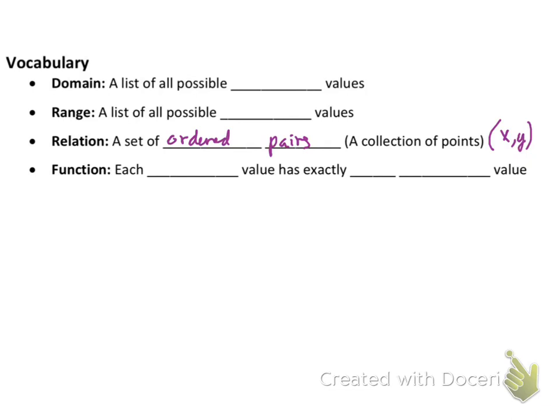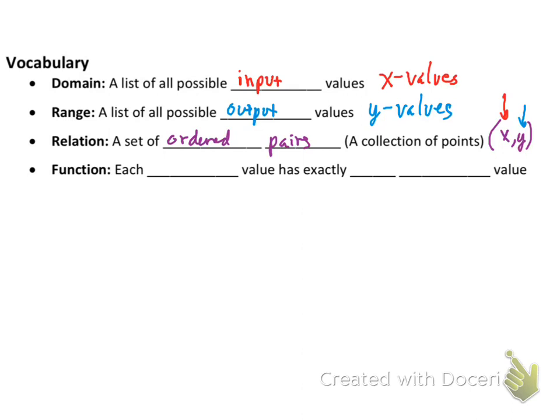All right, and then the domain is the list of all possible input values. Now remember, the input values are going to be your x values. And then with the domain comes the range. The range is the list of all possible output values. And in an ordered pair, the output values are your y values.